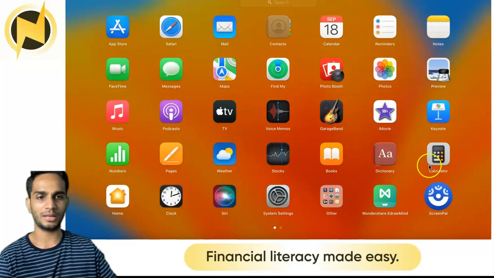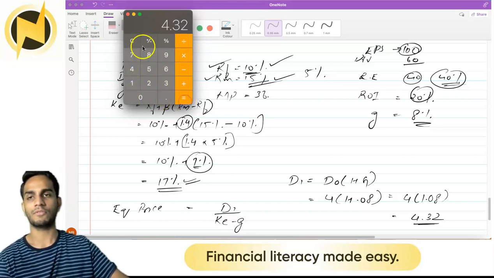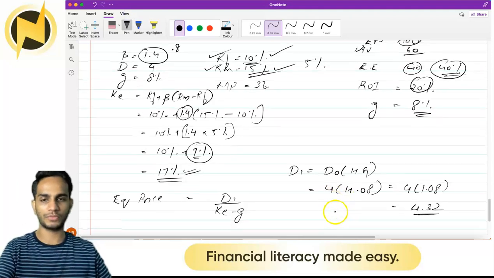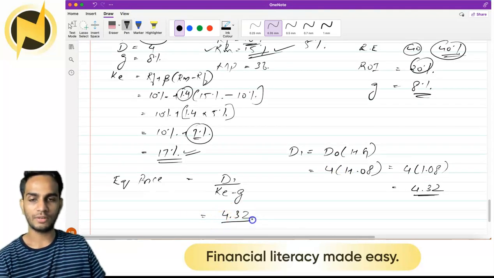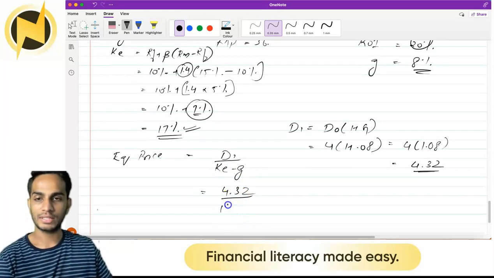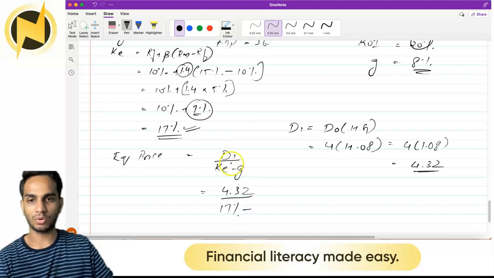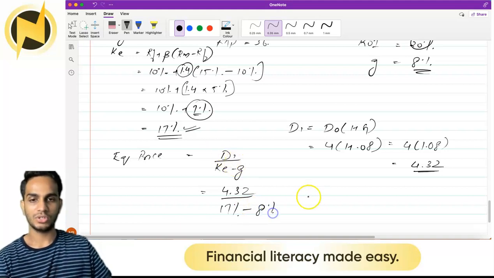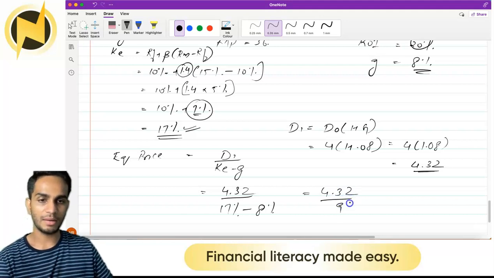4.32. Not sure. Let me just get the calculator. At times my calculation goes weak. 4 into 1.08. Yeah, 4.32. So equilibrium price will be 4.32 divided by, what is my cost of equity? 17%, right? 17% minus, what is my growth rate? 8%. So 4.32 divided by 9%.